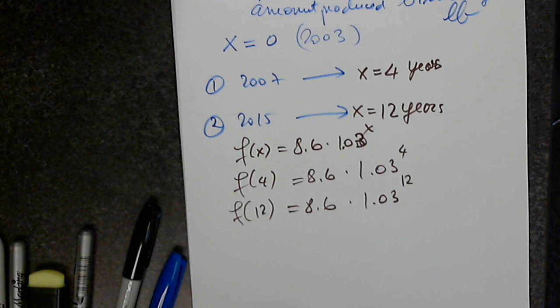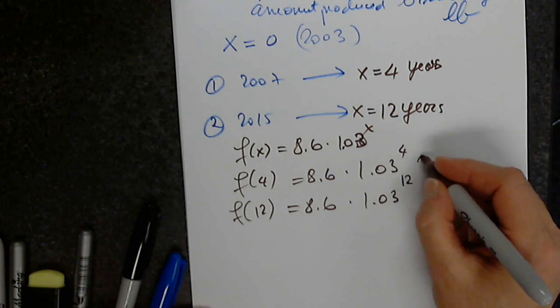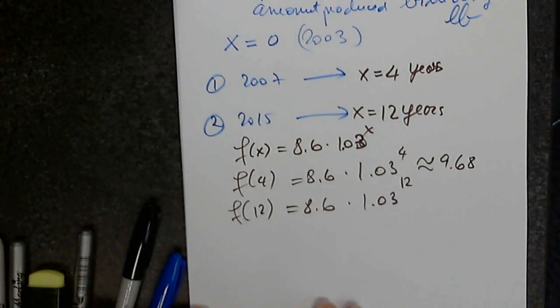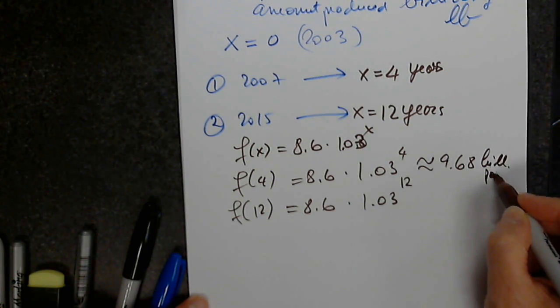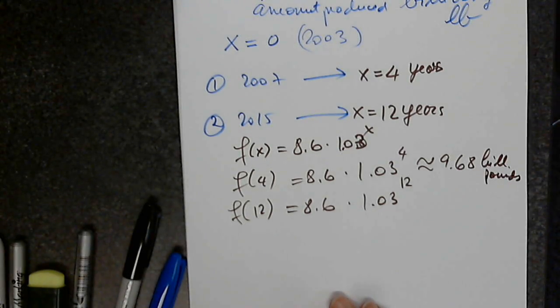8.6 multiplied by 1.03 to the 4th power, and press enter. And I got 9.68 roughly. What does this mean? 9.68 what? Billion pounds. Very good. And the same thing, I will just recall the previous entry.